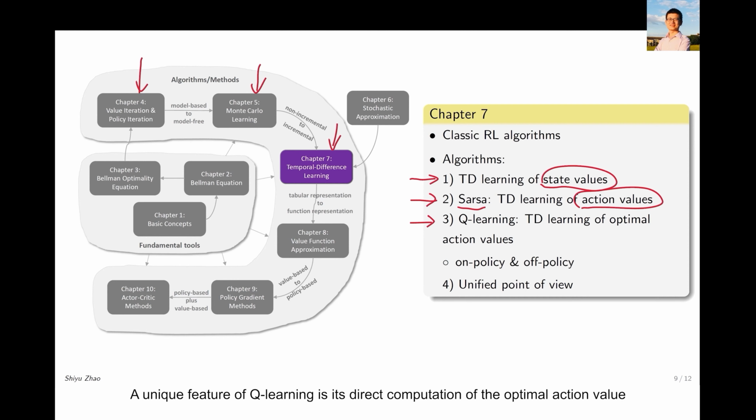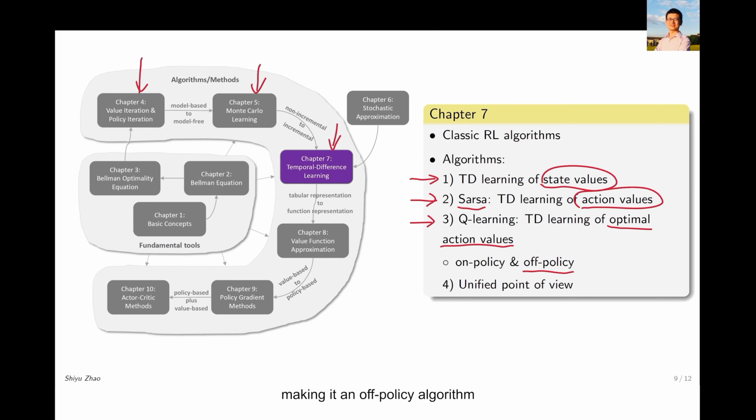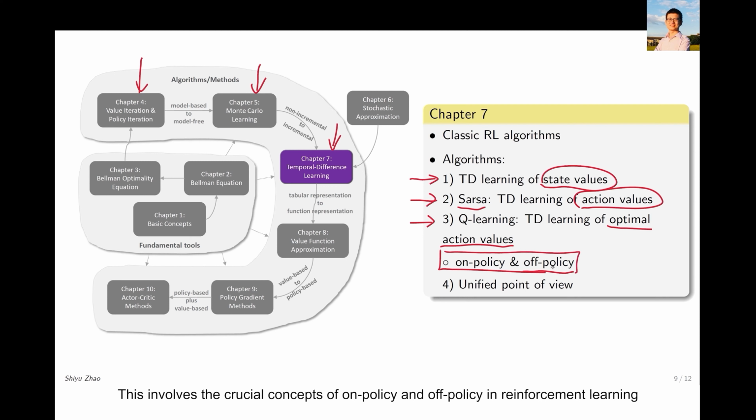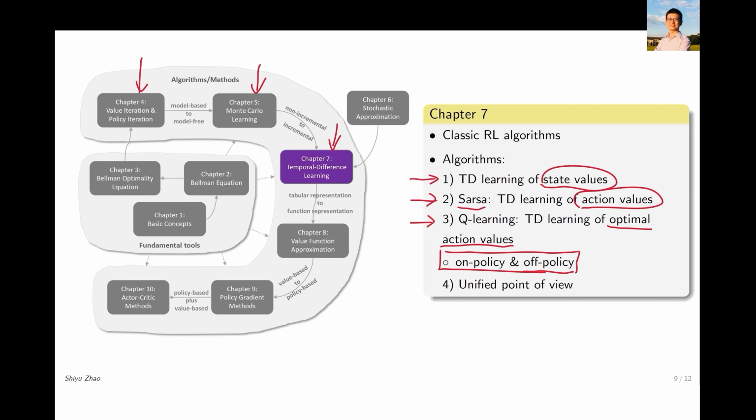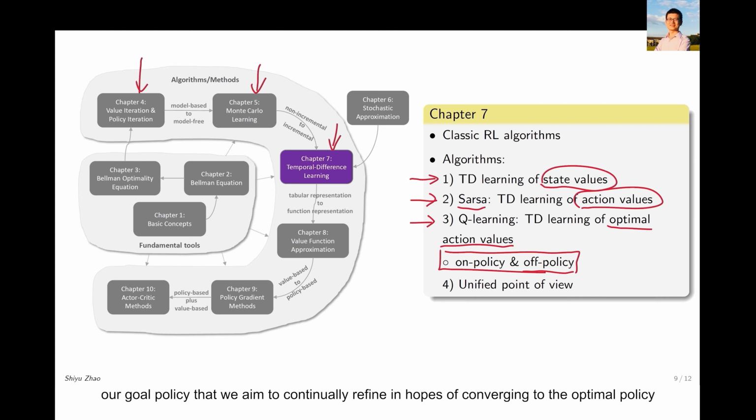A unique feature of Q-learning is its direct computation of the optimal action value, making it an off-policy algorithm. This involves the crucial concepts of on-policy and off-policy in reinforcement learning. What do these two concepts mean? In reinforcement learning, there are two policies: the behavior policy, which is utilized for generating experience data, and the target policy, our goal policy, that we aim to continually refine in hopes of converging to the optimal policy. If the behavior policy and the target policy are identical, the approach is called on-policy. Conversely, if they are different, the algorithm is called off-policy.